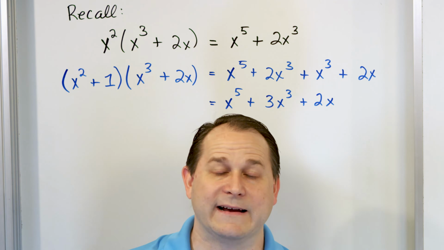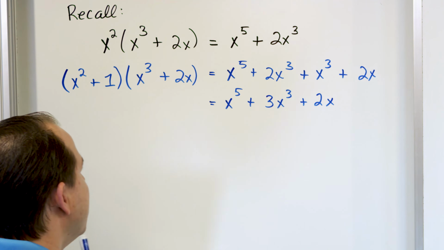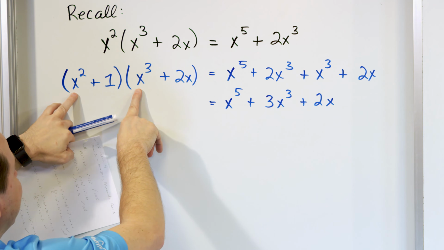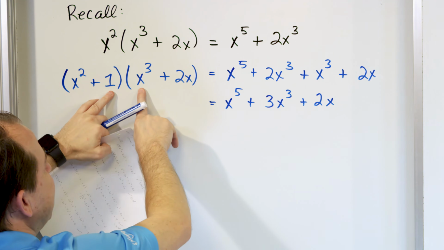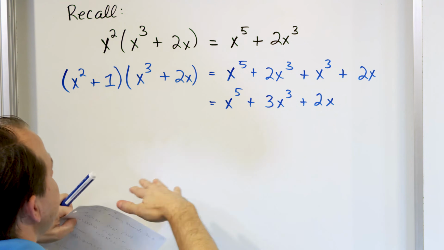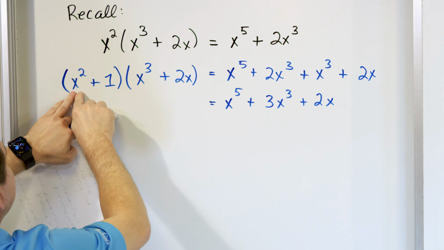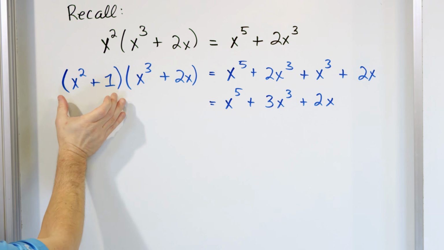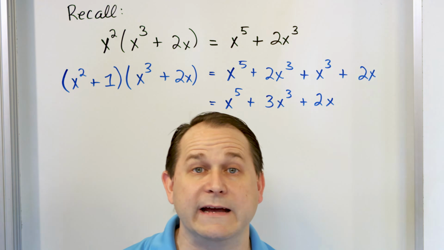Now, what we talked about in the last section was the concept of FOIL, and that's what we just did. I just didn't call it FOIL. But what you have here is this first term is the F term, the first terms, and then the outside terms are these two giving you this one. The inside terms are these two giving you this one, and the last terms are these two giving you this one. So think of it as FOIL, or what I like to say is think of it as covering this up, distribute this in, and then cover this up, distribute this in. Basically, everything on the outside has to go in and multiply by everything on the inside.